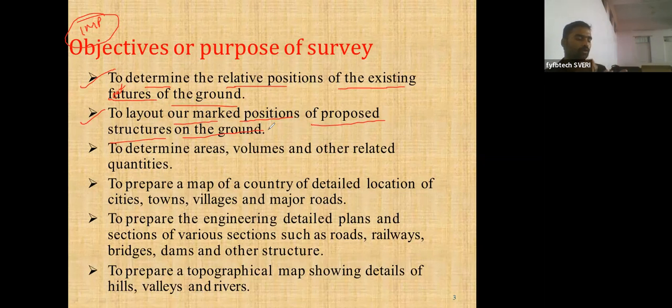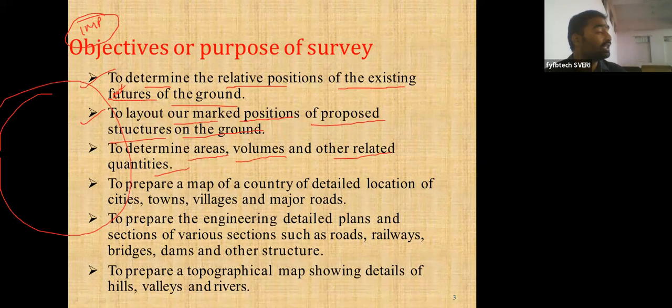In your plan, you will mark all the column locations and the beams. That plan is transferred on the ground. In order to do that, you will have to do the survey to determine the area, values and other related quantities. If this is your area, how much area is it? So how to find out this one? Area, square area, is found by surveying.